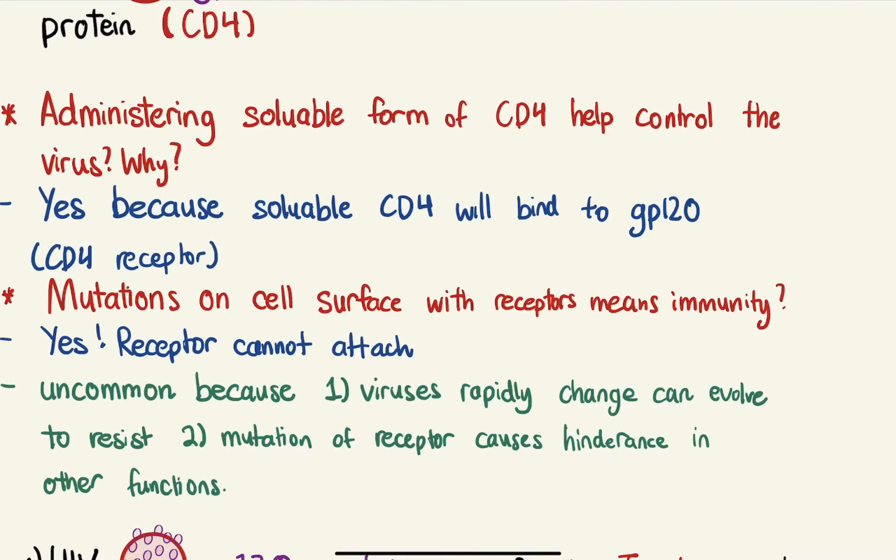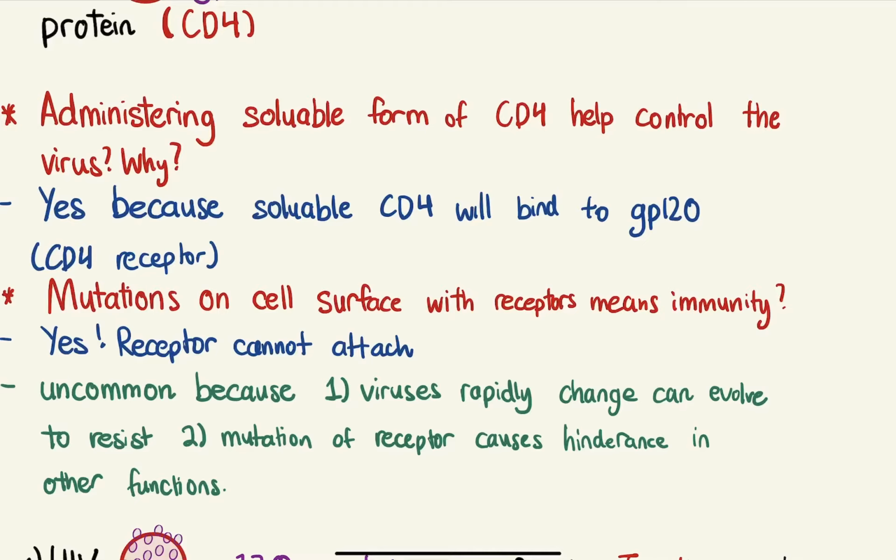It's uncommon because of two reasons. The first reason: viruses rapidly change and can evolve to resist. And we know that it's not DNA, and viruses are going to have numerous mutations, because if we have DNA, we have something called exonuclease activity, which is basically proofreading, making sure that there are no mutations inside it. We might have made a mistake, let's go back and check it. So it's going from 3' to 5' along the strand and checking if there are any problems on the strands.